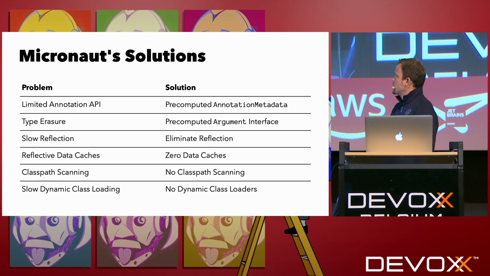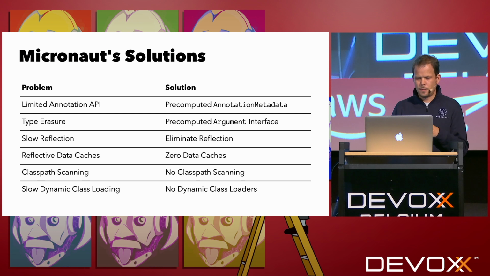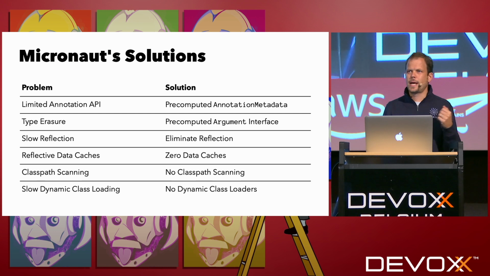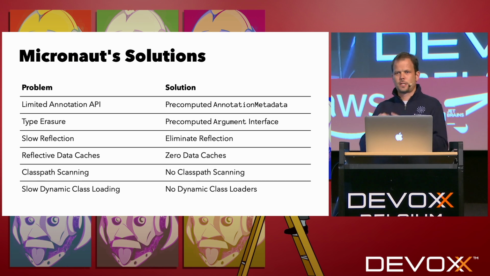In order to avoid the slow reflection problem, we eliminate reflection completely. In order to deal with reflective data caches, there are no data caches in Micronaut itself, so we don't cache any reflective data anywhere. And in some cases, we also patch existing libraries. For Jackson, we have written a module for JSON marshalling that is reflection-free and uses Micronaut's introspection, so that Jackson doesn't use reflection either.